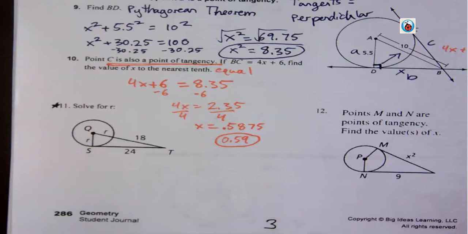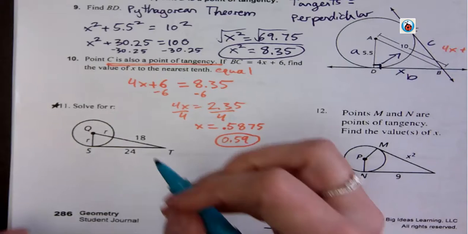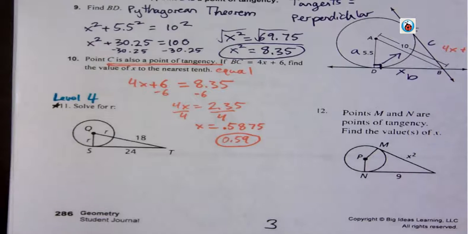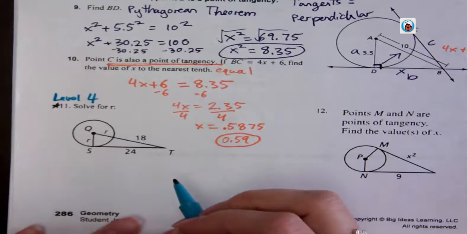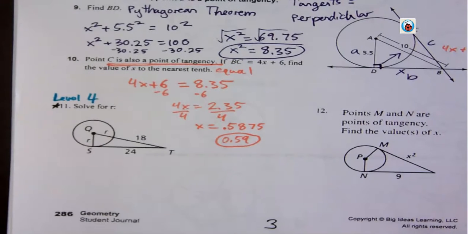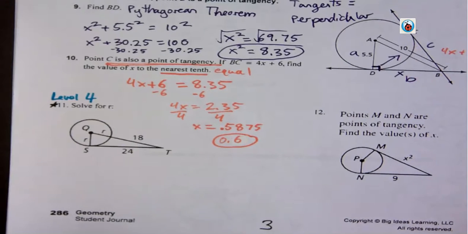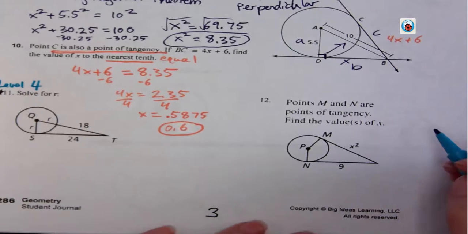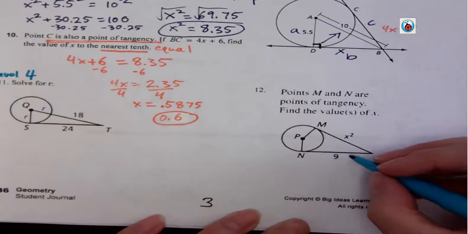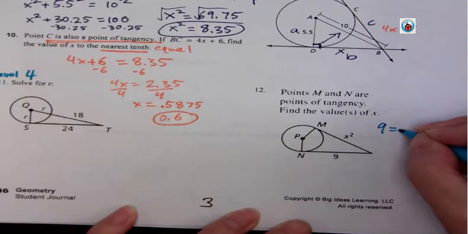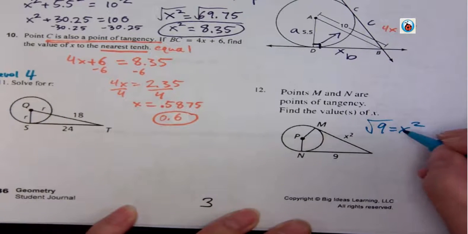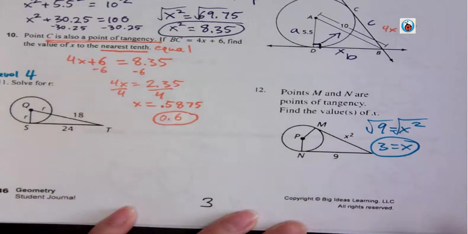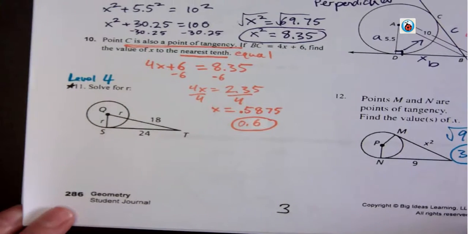Okay, our next problem here is advanced. This is our level 4. So if you're not in an advanced class, you do not have to do this problem. It involves factoring. Okay, so that's our level 4 problem we'll come back to. This one is a simple one, though. It is just these equal each other. So 9 equals x squared, which means you take the square root of each side to get 3 equals x.